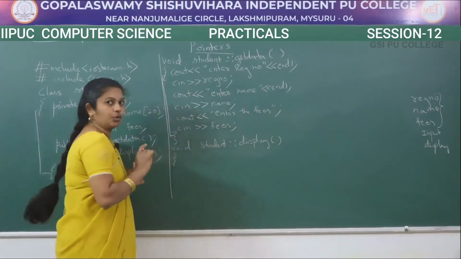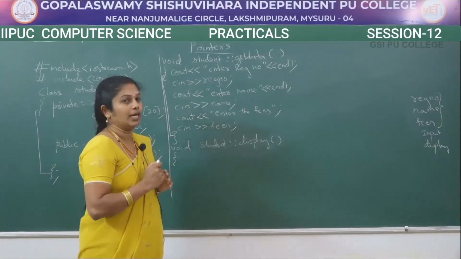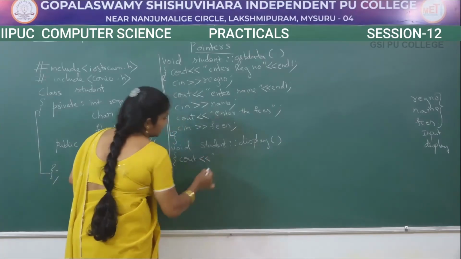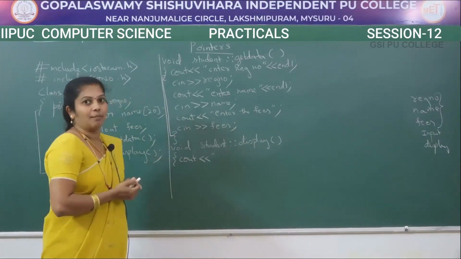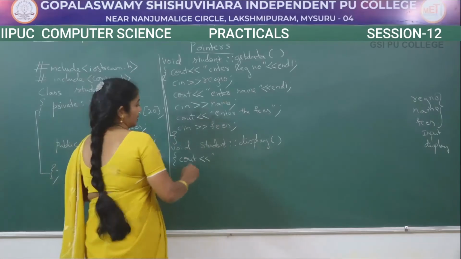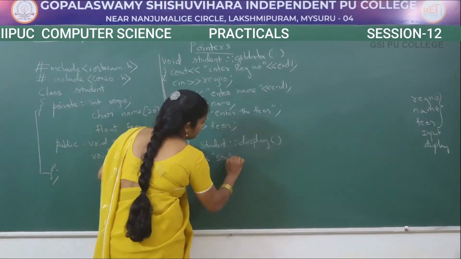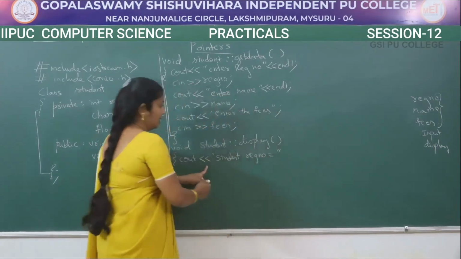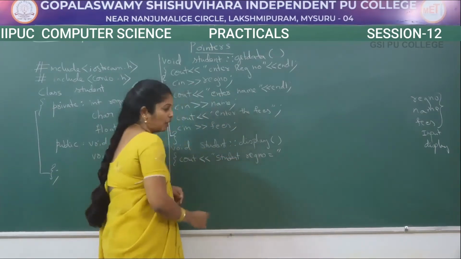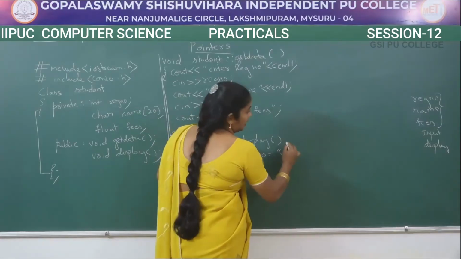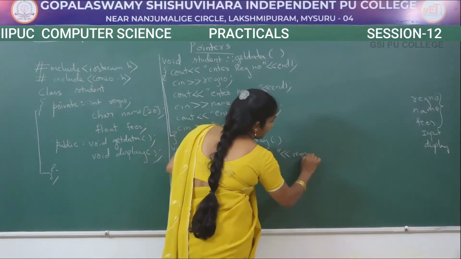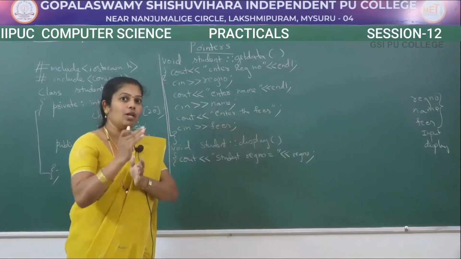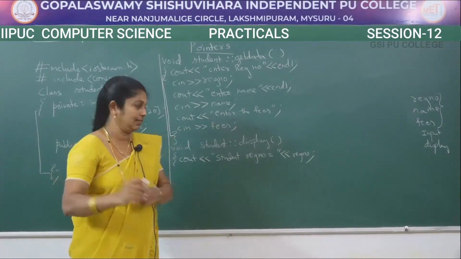Now what do we want to do? We want to display all the values one below the other. Cout, inside the double quotes write: The student register number equals. It has to display inside the double quotes. Then insertion operator, regno. If you want, you can use endl. It's optional. Otherwise, all the values will display one after the other.